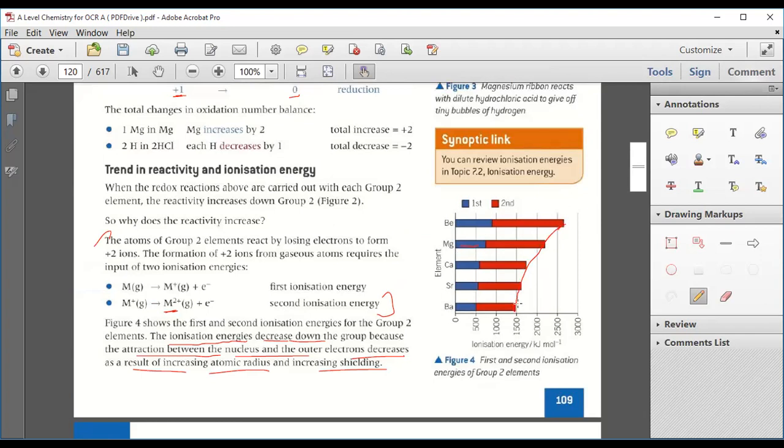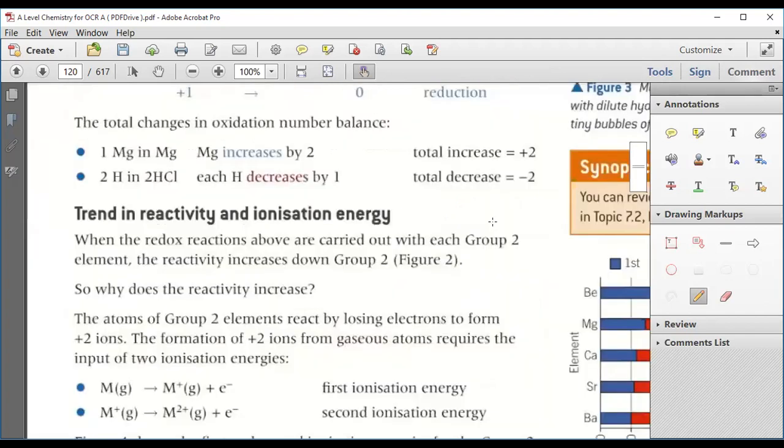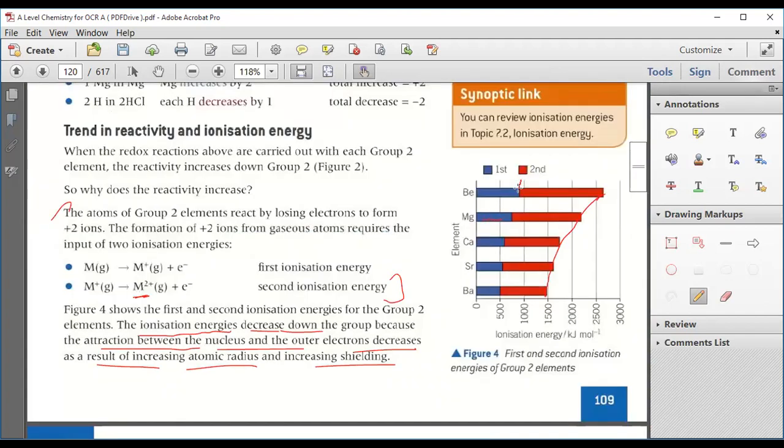This energy is decreasing, and the same with the first. First ionization energy is also decreasing, and second is also decreasing. The ionization energy decreases down the group because the force of attraction between the nucleus and the outermost electron decreases as a result of increasing atomic radius and increasing shielding.